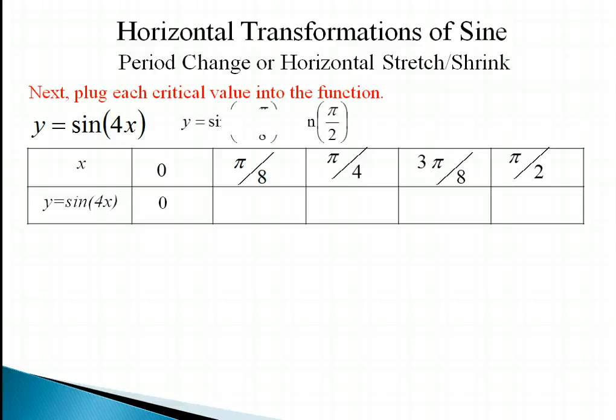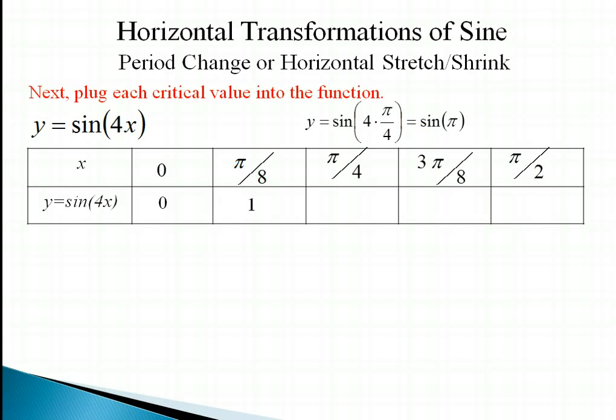At pi over 8, remember you're multiplying by 4 first and then taking the sine. So we end up taking the sine of pi over 2, which we know is 1. If you follow this method, these critical points that you're getting are always going to get you back to a sine value that you know from the unit circle. Let's try pi over 4.